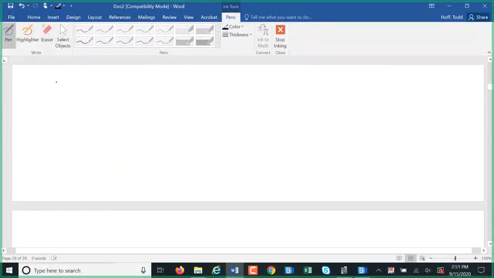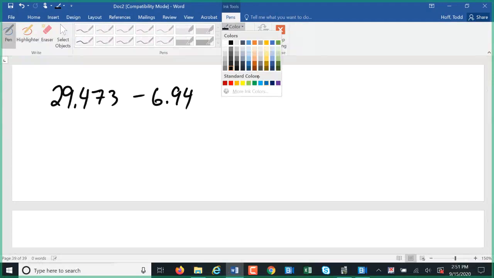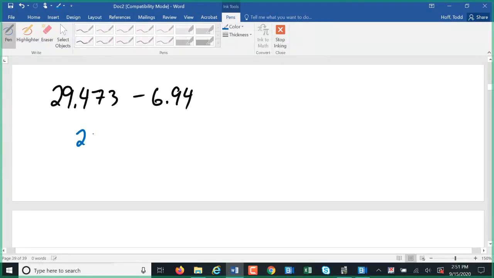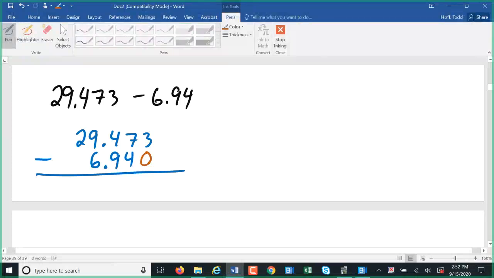Subtraction works the same way. We might have 29.473 minus 6.94. So again, we set this up, write out our first number. And our second number, we put our decimal point in and we fill in around it. Just like with addition, we should fill in the missing decimal place, so we do. And we'll subtract.